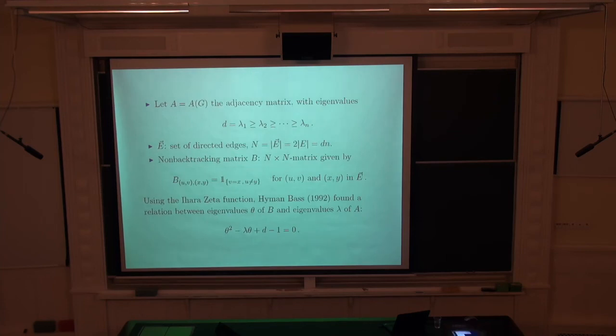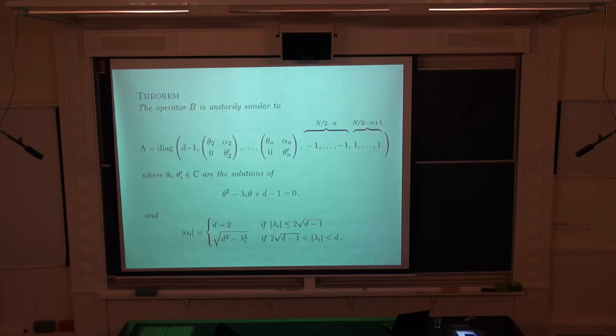In order to analyze the non-backtracking walk, we had to go further. Just knowing the spectrum is not enough, because the non-backtracking operator is not self-adjoint. It's not even a normal matrix. So it cannot be exactly diagonalized by a unitary transformation. But it turns out it can almost be diagonalized. And this is the precise statement.